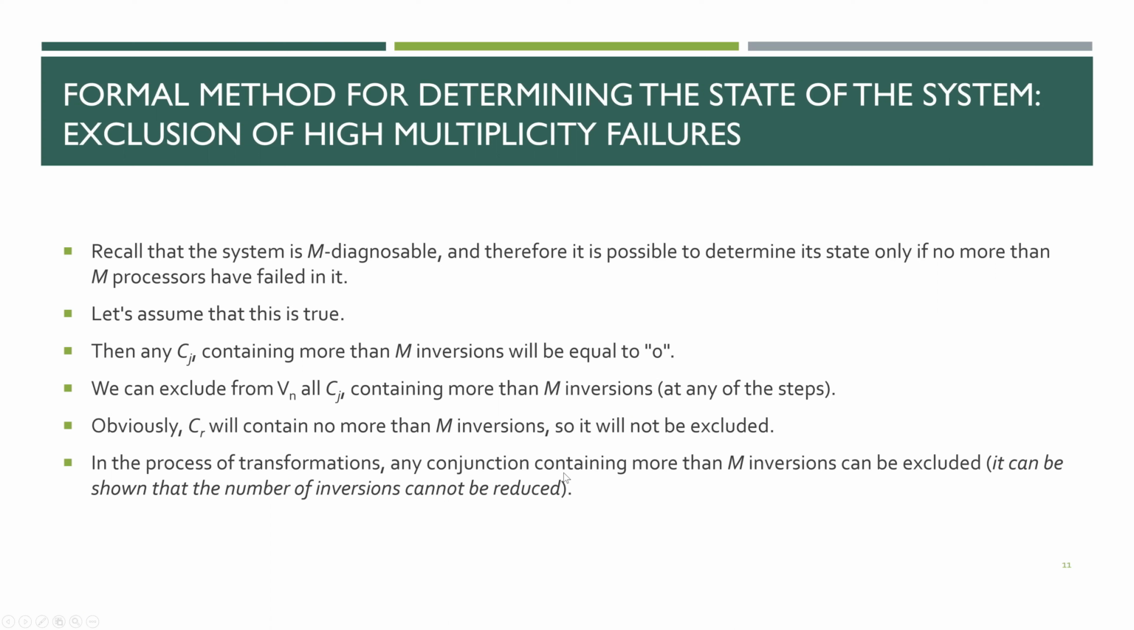In the process of transformations, any conjunction containing more than m inversions can be excluded, and it can be shown that the number of inversions cannot be reduced in these transformations.